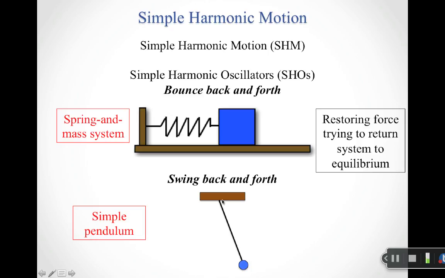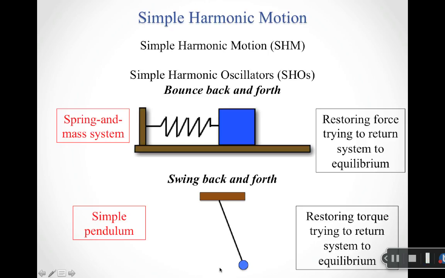And so the example we'll deal with is the simple pendulum. So basically, if I take a string, put a mass on the end of it, and let that swing back and forth, I've got a simple pendulum. And then with a simple pendulum, or any of our oscillators that swing back and forth, what I've got is a restoring torque that's trying to return the system to equilibrium.